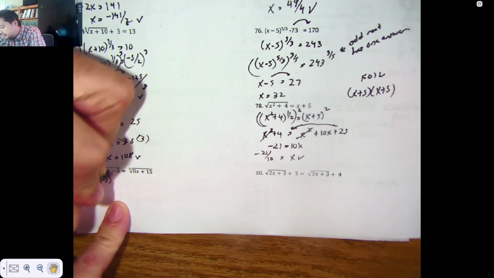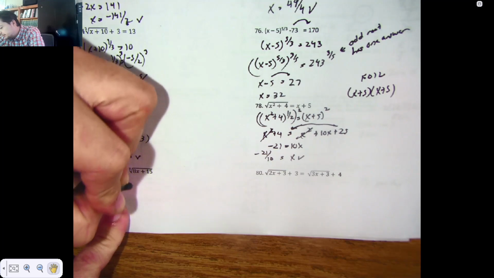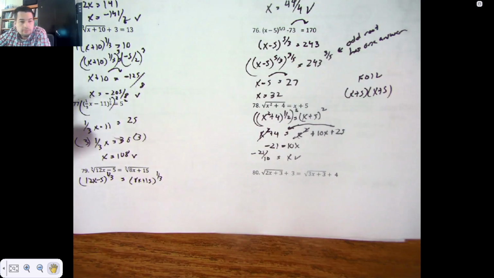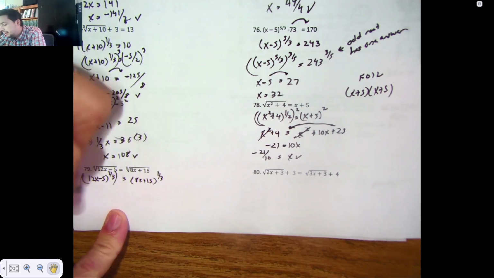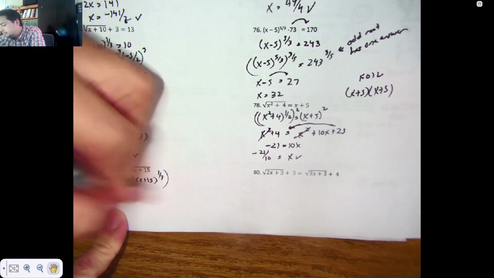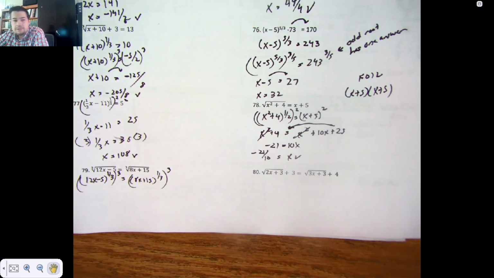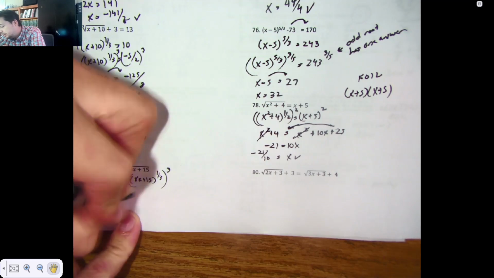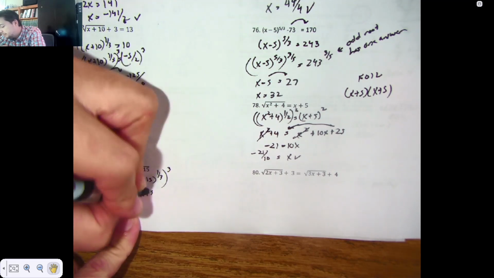Not intimidating. I know some kids might be intimidated by it because there's a radical on both sides. Big whoop, right? The opposite of the third power is the cubic power, so we just cube both sides. And that'll free up 12x minus 5 equal to 8x plus 15.